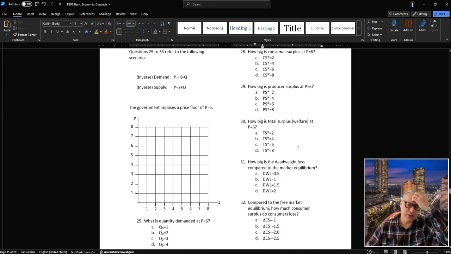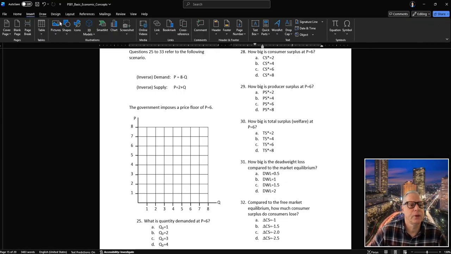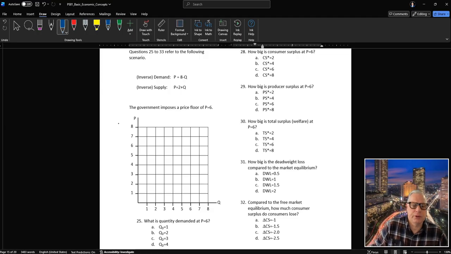Okay, so now let's discuss a price floor. So let's draw the demand function. It goes from 8 with a slope of -1, so it looks like this. Inverse supply is 2 plus Q. So now the government sets a price floor of 6, so that's a minimum price. That's the price floor.